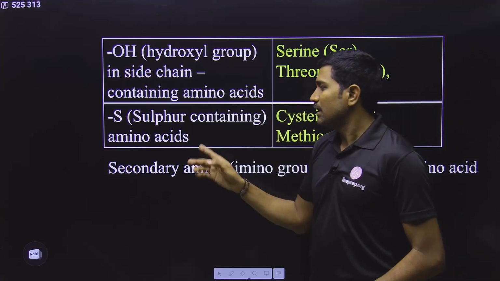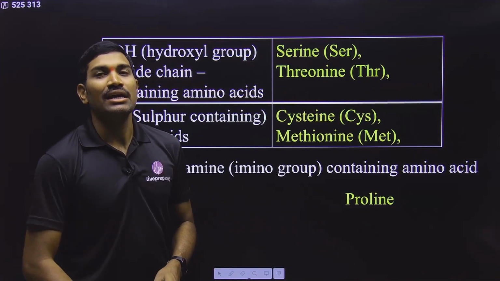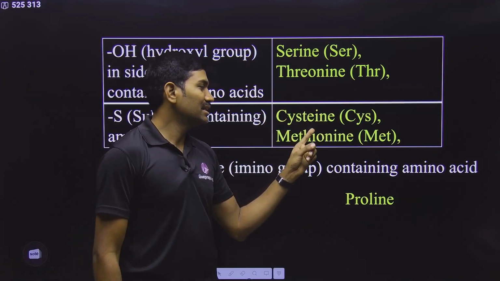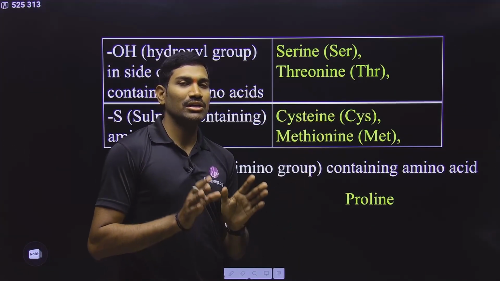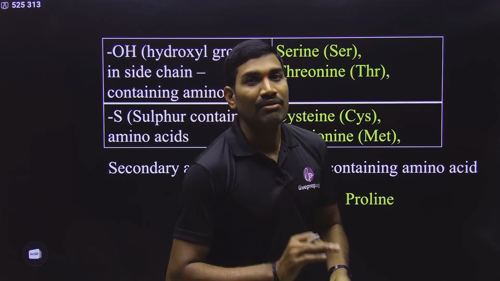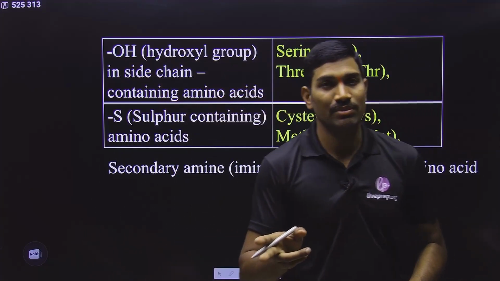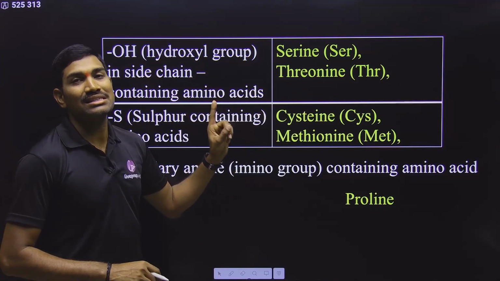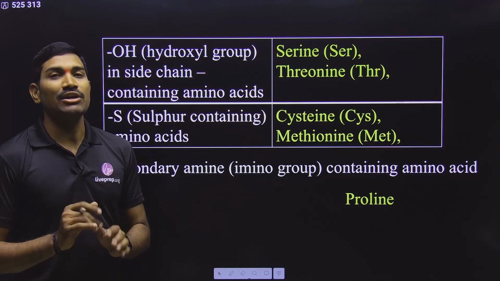Please remember this. Next one is regarding sulfur containing. In the side chain, some amino acids have sulfur. They are cysteine and methionine. Cysteine and methionine. Please remember these two names. In the molecular basis of inheritance chapter, we are studying about the Hershey and Chase experiment. In the Hershey and Chase experiment, there we are using radioactive sulfur.